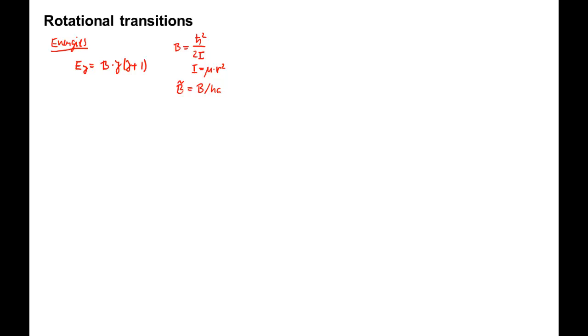The rigid rotor has two quantum numbers, J, which is equal to 0, 1, 2, and so on, and M, which can be 0, plus minus 1, and so on, all the way up to plus minus J. The energy clearly depends only on J, so all states with identical J but different M are degenerate. The number of degenerate states for a given J is G_J equals 2J plus 1.